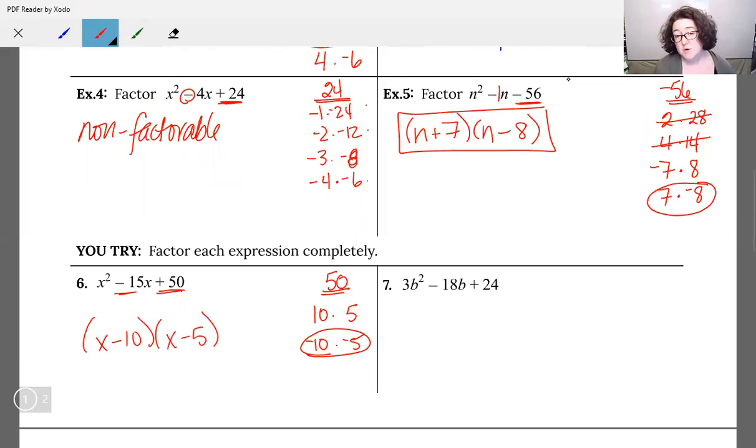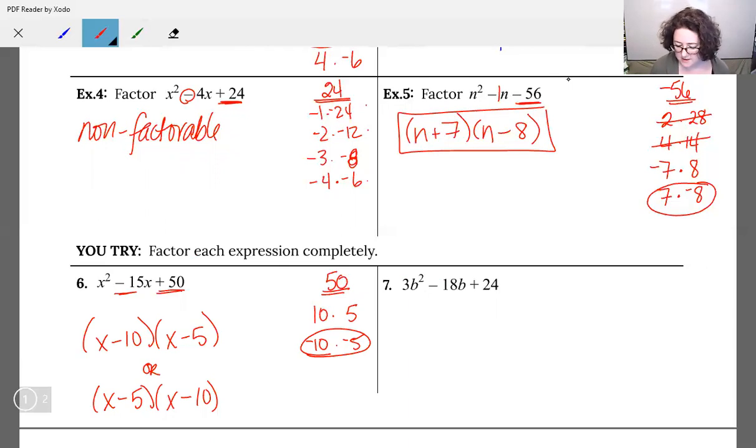And again, keep in mind multiplication is commutative, so you might also see this written as x minus 5 times x minus 10. You still have exactly the same factors, exactly the same signs on your values, so it doesn't matter if you flip-flopped your sets of parentheses.